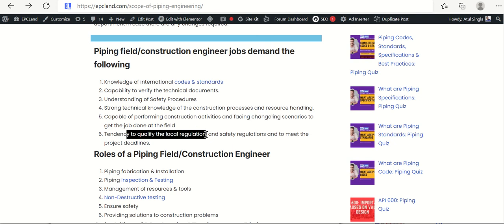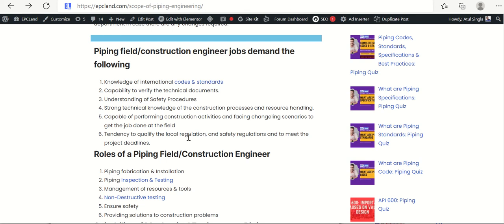Tendency to qualify the local regulations, safety regulations, and to meet the project deadlines. Now we talked about the code and standard they have to be good in. At the same time, local regulations, what are the local regulations and safety regulations? If they know it better, then they can correlate with code and standard requirements. They can correlate with technical requirements. So they have to be good in both.